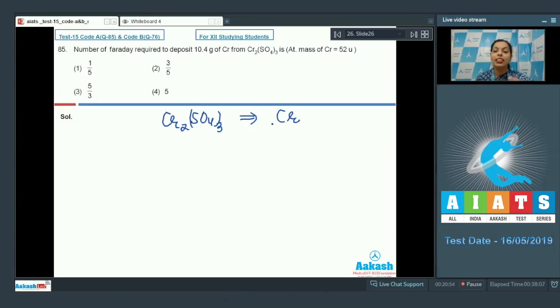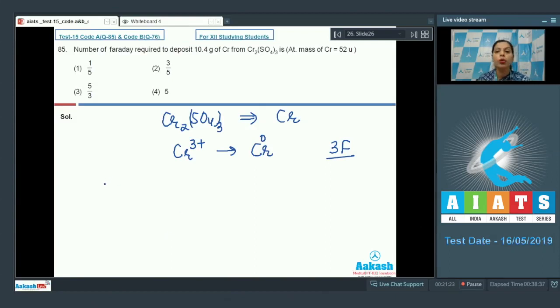It means in this case there is a change in oxidation number. With the help of that we can find out the N factor, and that will give us the number of Faraday required per mole. So this can be represented here: Cr3 plus is getting changed into Cr. Oxidation number of Cr is 0 here. So in this case, what would be the number of Faraday? 3 Faraday of electrons are required in this case.